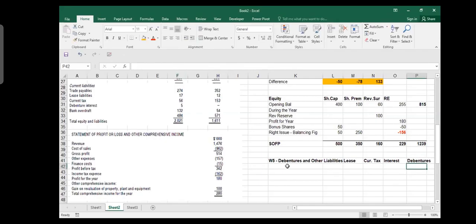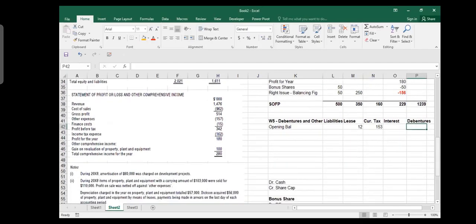And again, we'll start with that. How much opening balance do we have for them? So you've got lease liability of 12. Okay. And then we have current tax, which is 153. Then you've got interest payable, which is not given. We need to calculate. And debentures, we need to calculate. How much debentures did we give? Let's read the question below, how much debenture we are giving.